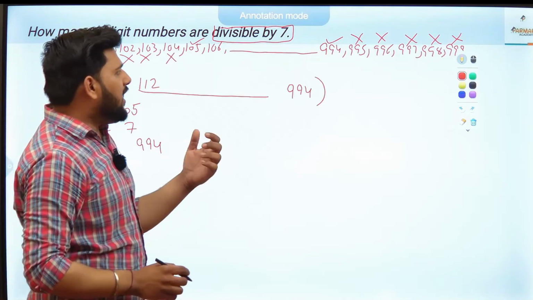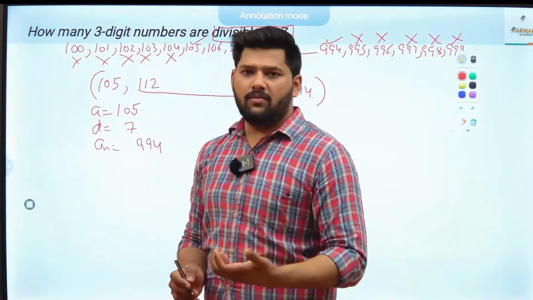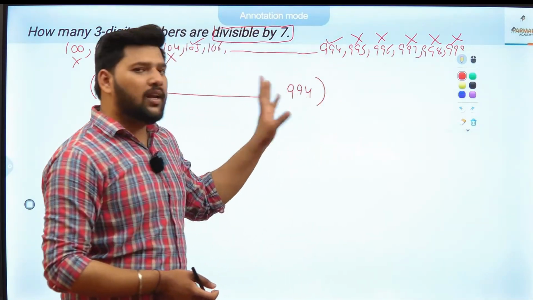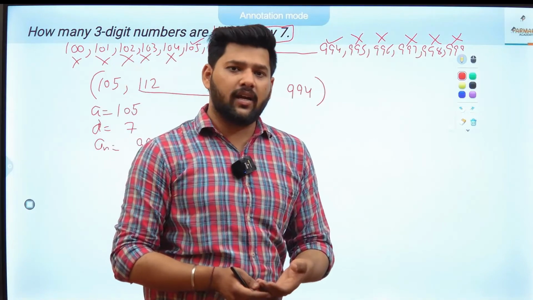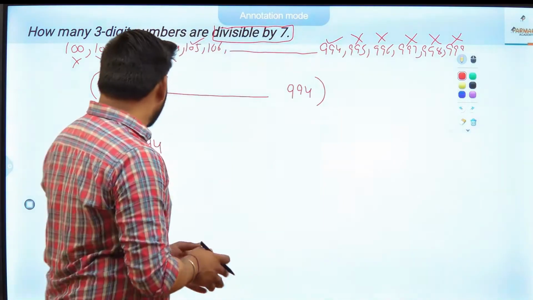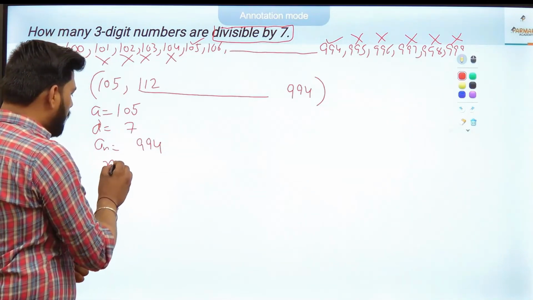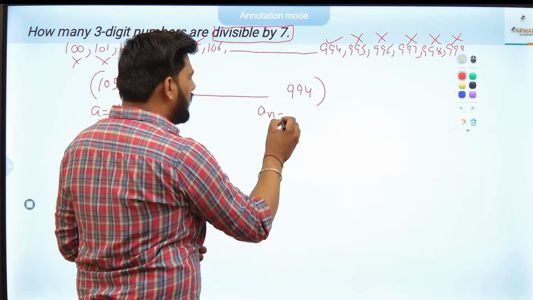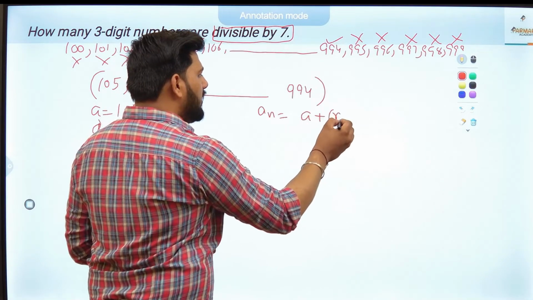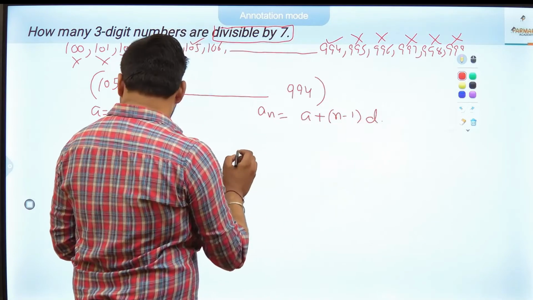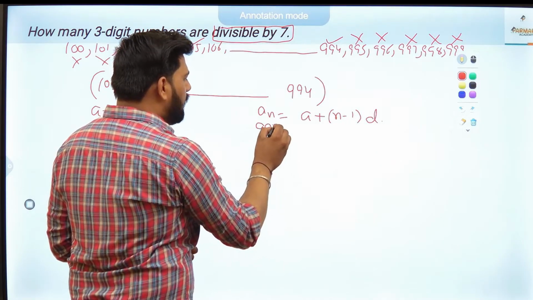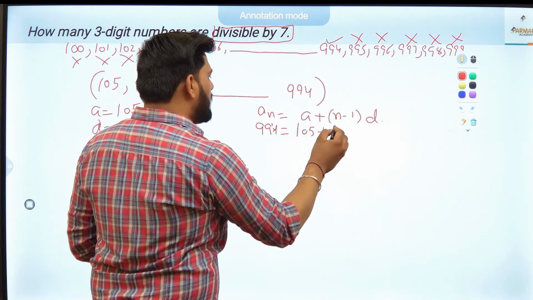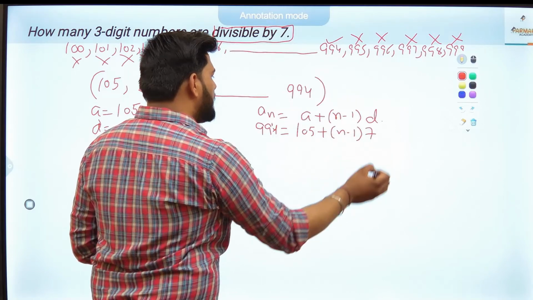An, nth term, that is last term 994. अब हमें चेक करना है कि कितनी टर्म्स है, how many terms, how to check how many terms, that we will find the position of the last term. हम last term की position check करेंगे, that is equal to number of terms. So an is equal to 994 and we have to find the n. Again, like the last question, we will use the basic formula that an is equal to a plus n minus 1 times d. So an is equal to 994 is equal to a, that is 105 plus n minus 1 times d, that is 7.